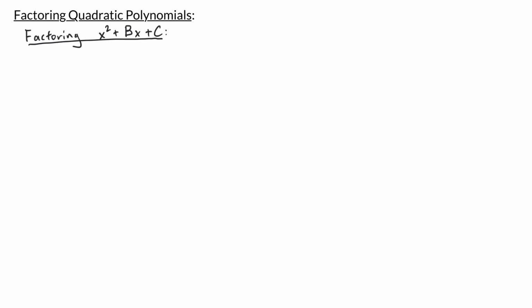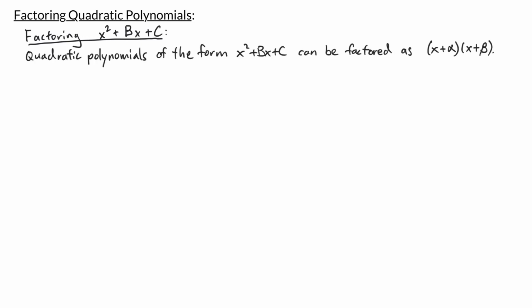So we want to factor polynomials of the form x squared plus bx plus c, where b and c here are constant real numbers. Quadratic polynomials of this form can be factored as x plus some number times x plus some other number. From what I have written down there, I have it written as x plus the Greek letter alpha times x plus the Greek letter beta. So our goal when factoring these quadratics is to figure out what values alpha and beta are.